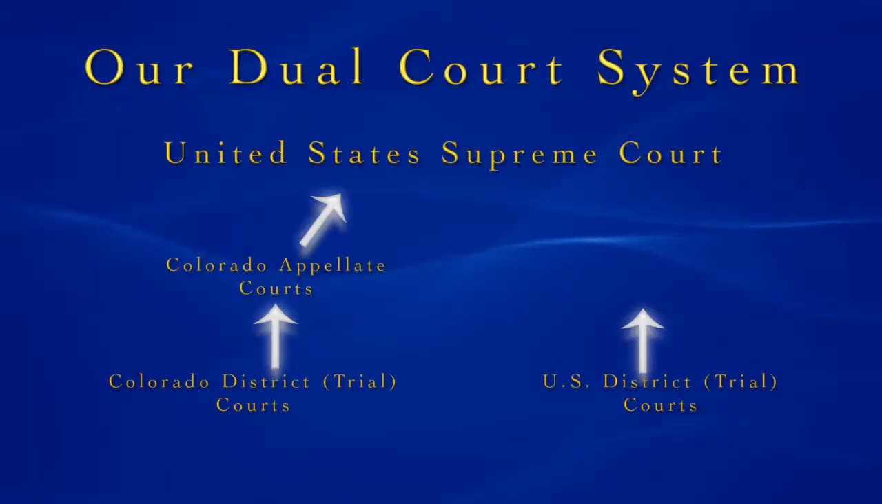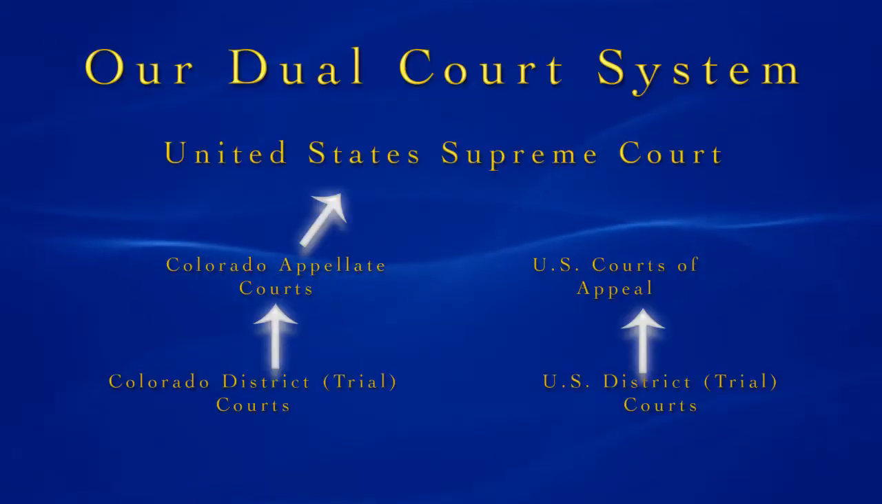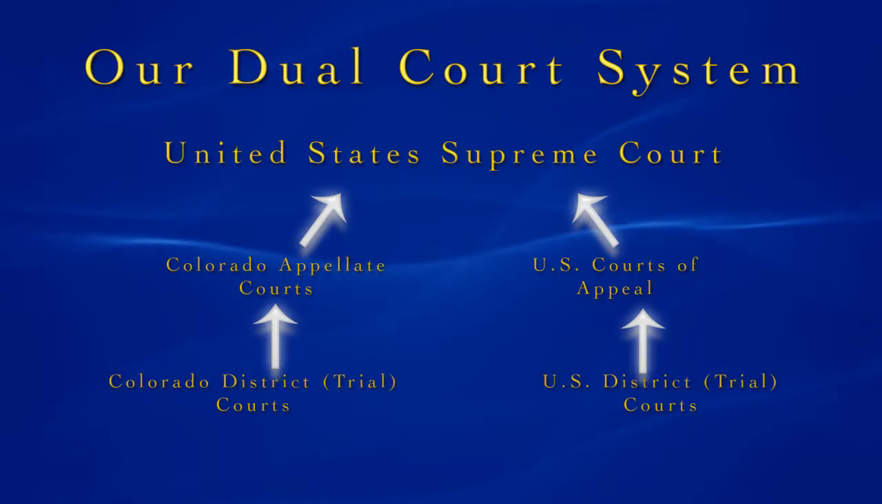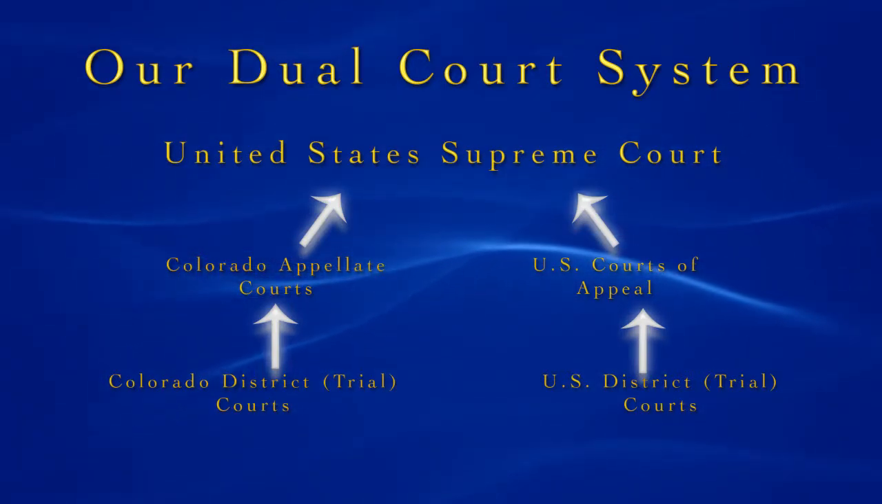Now, in the federal system, we have trial courts as well. I serve on the United States District Court for the District of Colorado. It is a trial court. There is a series of courts of appeal based on circuits that are composed of different districts, and appeal from those determinations also go to the United States Supreme Court. So this is just a very brief diagram of the 2 different court systems.